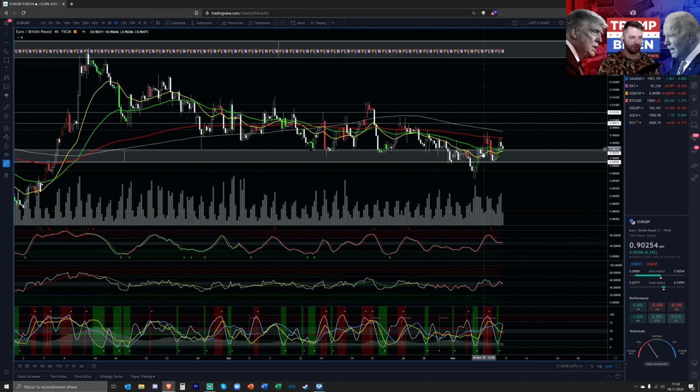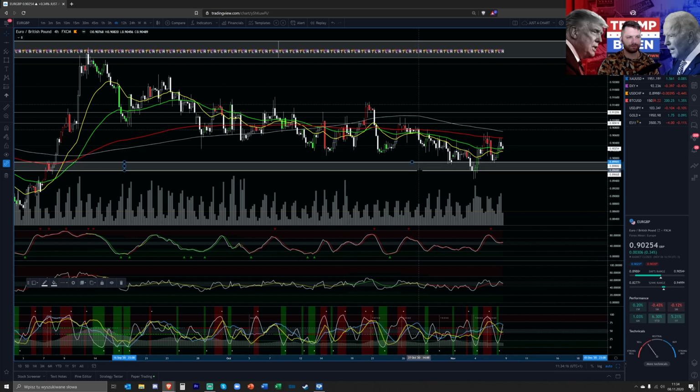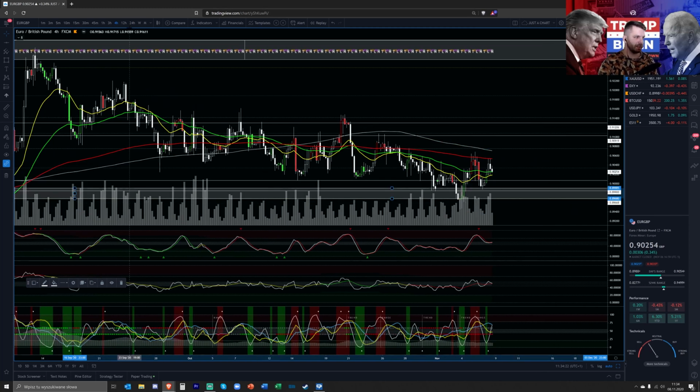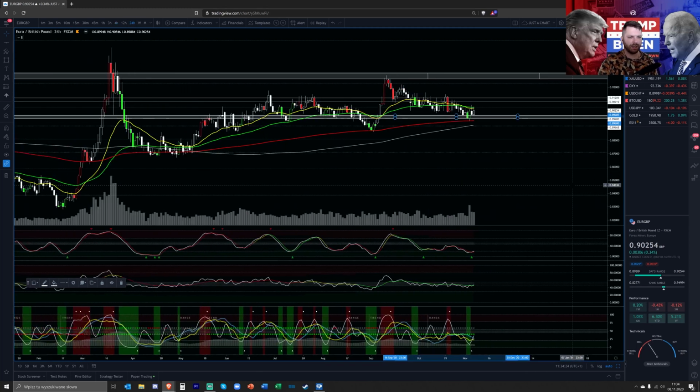I could even draw it right now. I can even draw it lower, and yeah, I would treat it as a support zone here. So still providing support. Nothing is set in stone here.